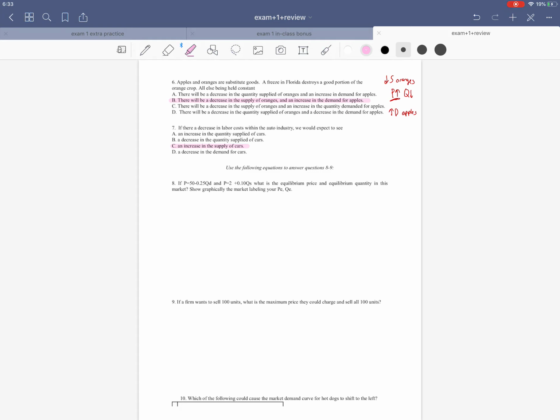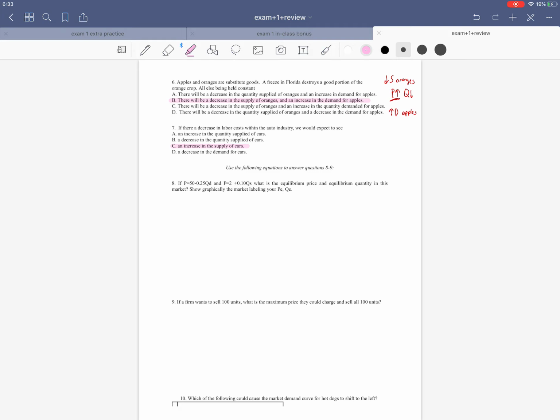Question 8. If price is equal to 50 minus 0.25 QD and P is equal to 2 plus 0.1 QS, what is our equilibrium price and our quantity? And the market, show graphically the market labeling your equilibrium price and quantity.